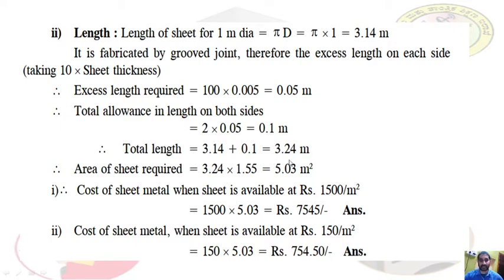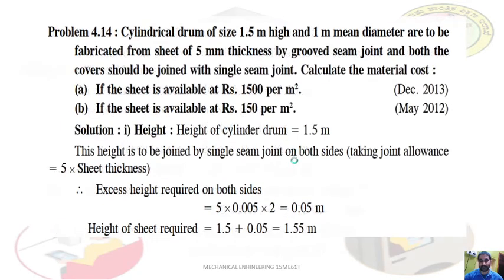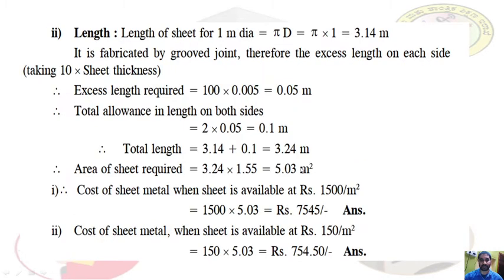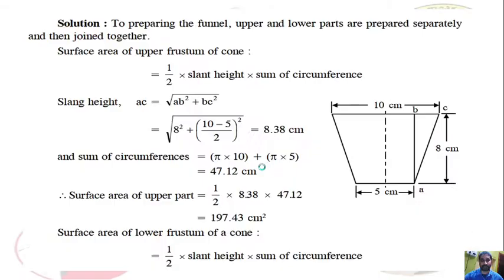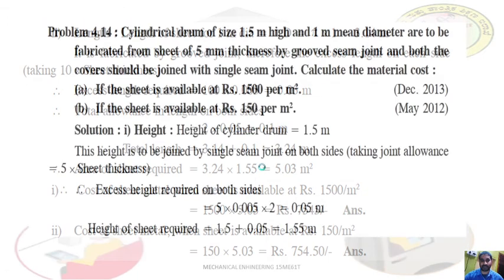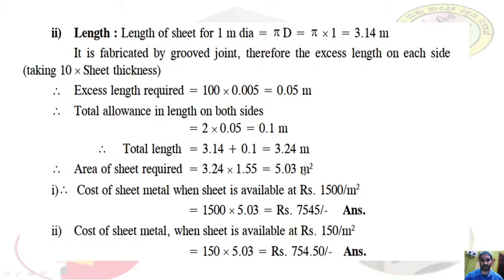So this is the actual length required, and actual height is 1.55 meter. So the area of the sheet required is 1.55 meter multiplied by 3.25 meter. So this is the area of the sheet. So the actual area of the sheet required is 5.03 meter square.